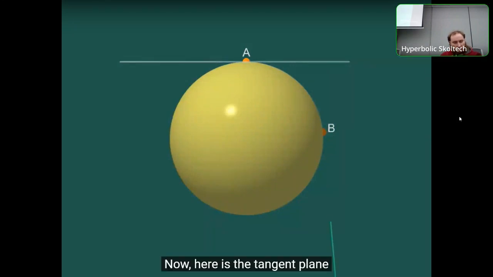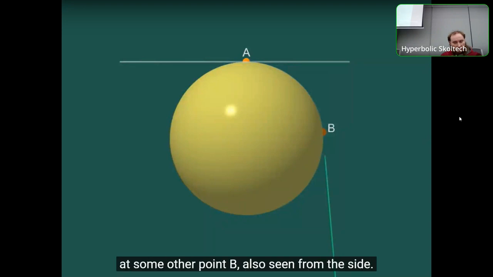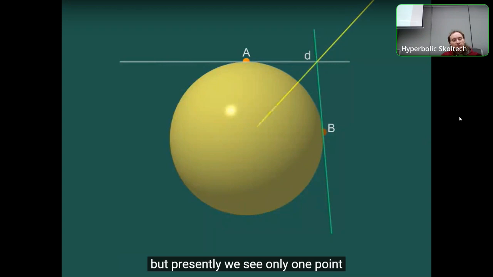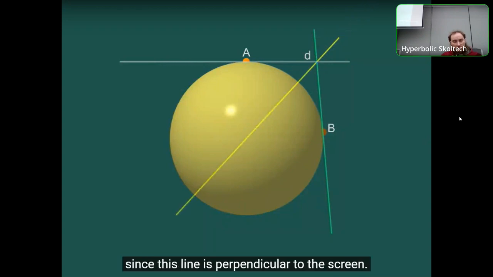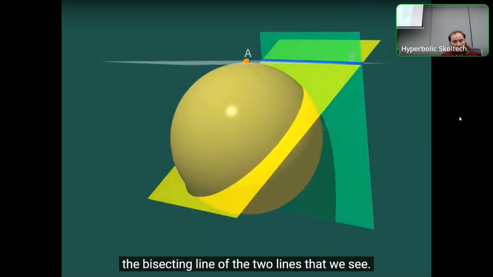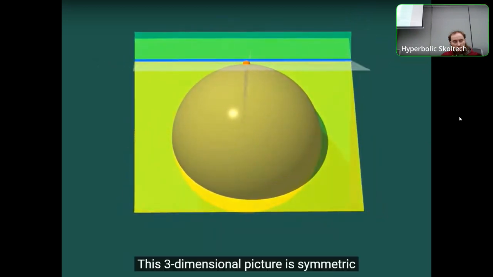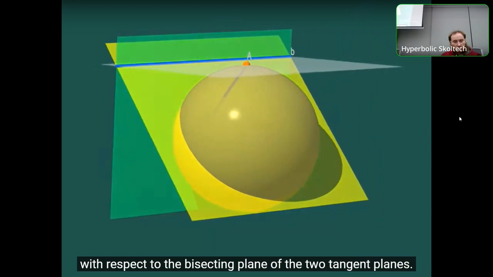Now, here's the tangent plane at some other point B, and also seen from the side. These two planes intersect along the line D, but presently we see only one point, since this line is perpendicular to the screen. The figure that you're looking at is symmetric with respect to the bisecting line of the two lines on the scene. This three-dimensional picture is symmetric with respect to the bisecting plane of the two tangent planes.